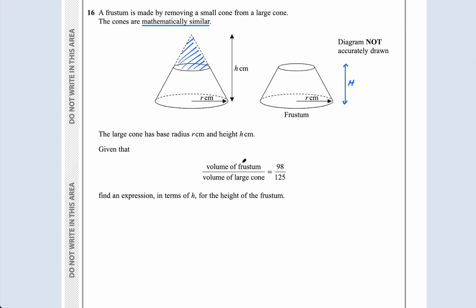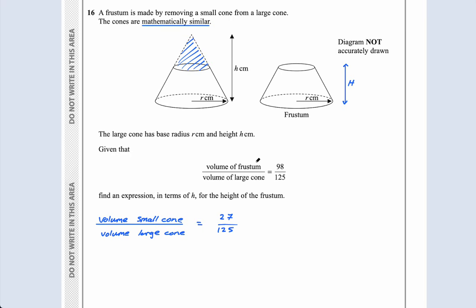So if this ratio, the volume of the frustum over the large cone, is 98 over 125, the volume of the small cone over the volume of the large cone must equal 27 over 125. Now, I think that's possibly the hardest bit of the question to see, but once you see this, the rest of it is doable.